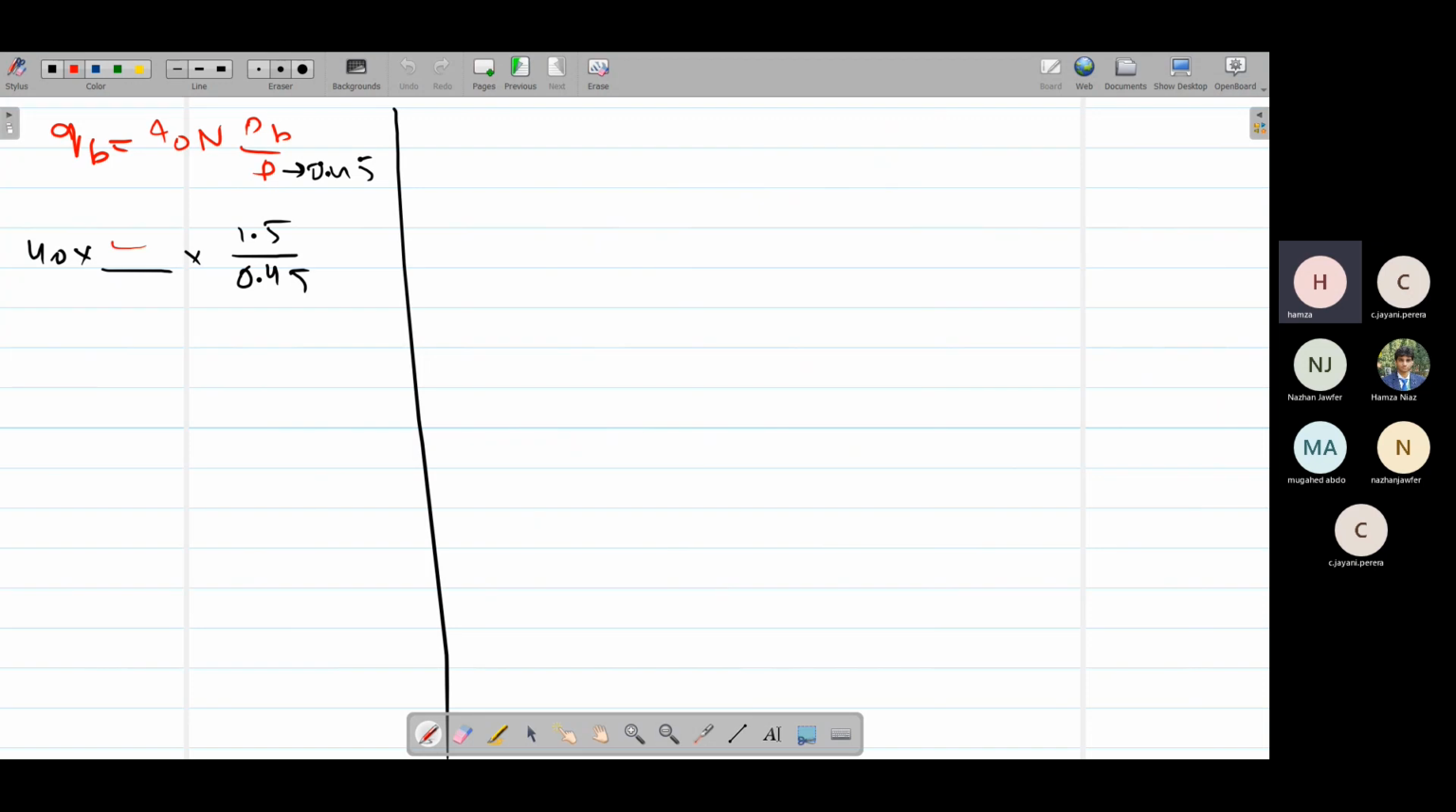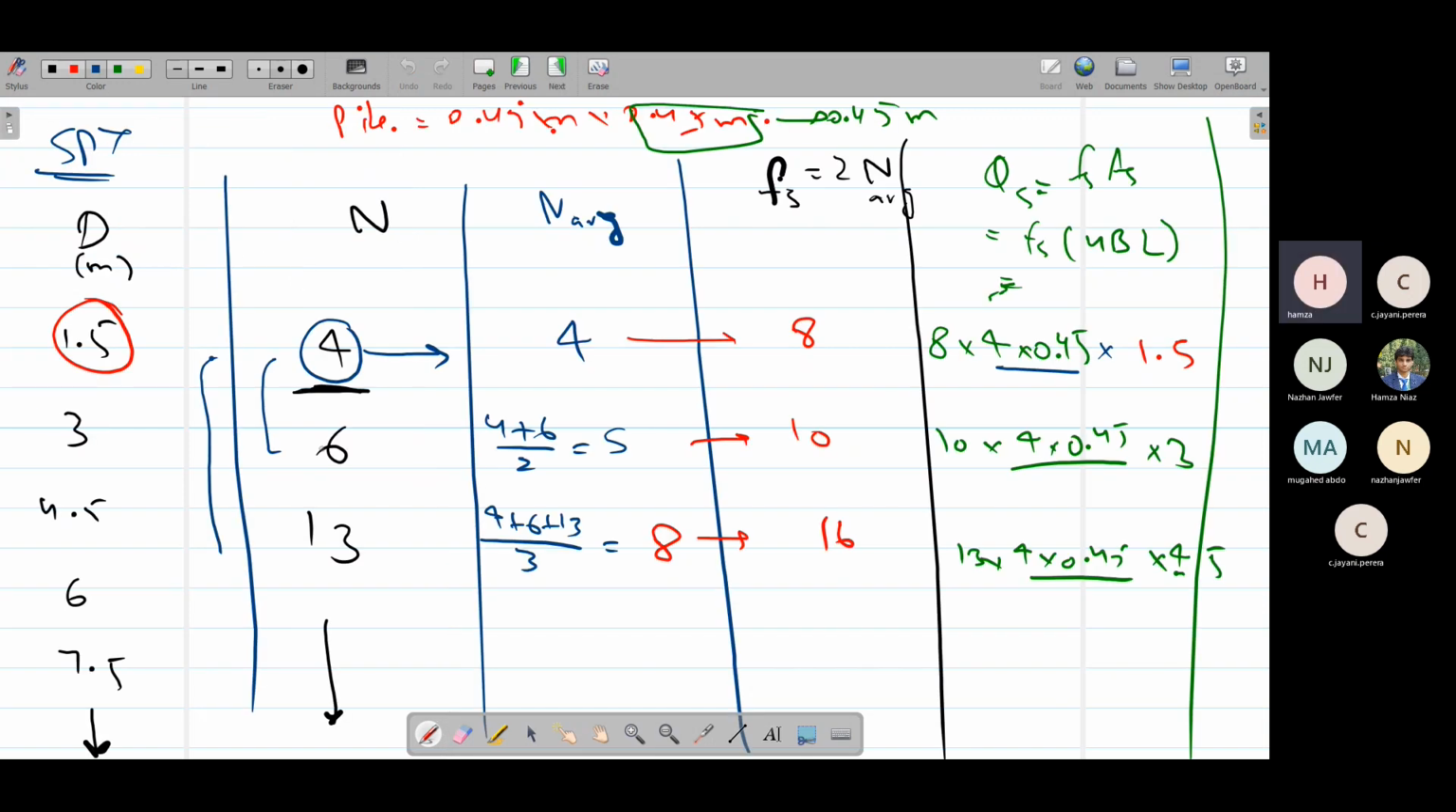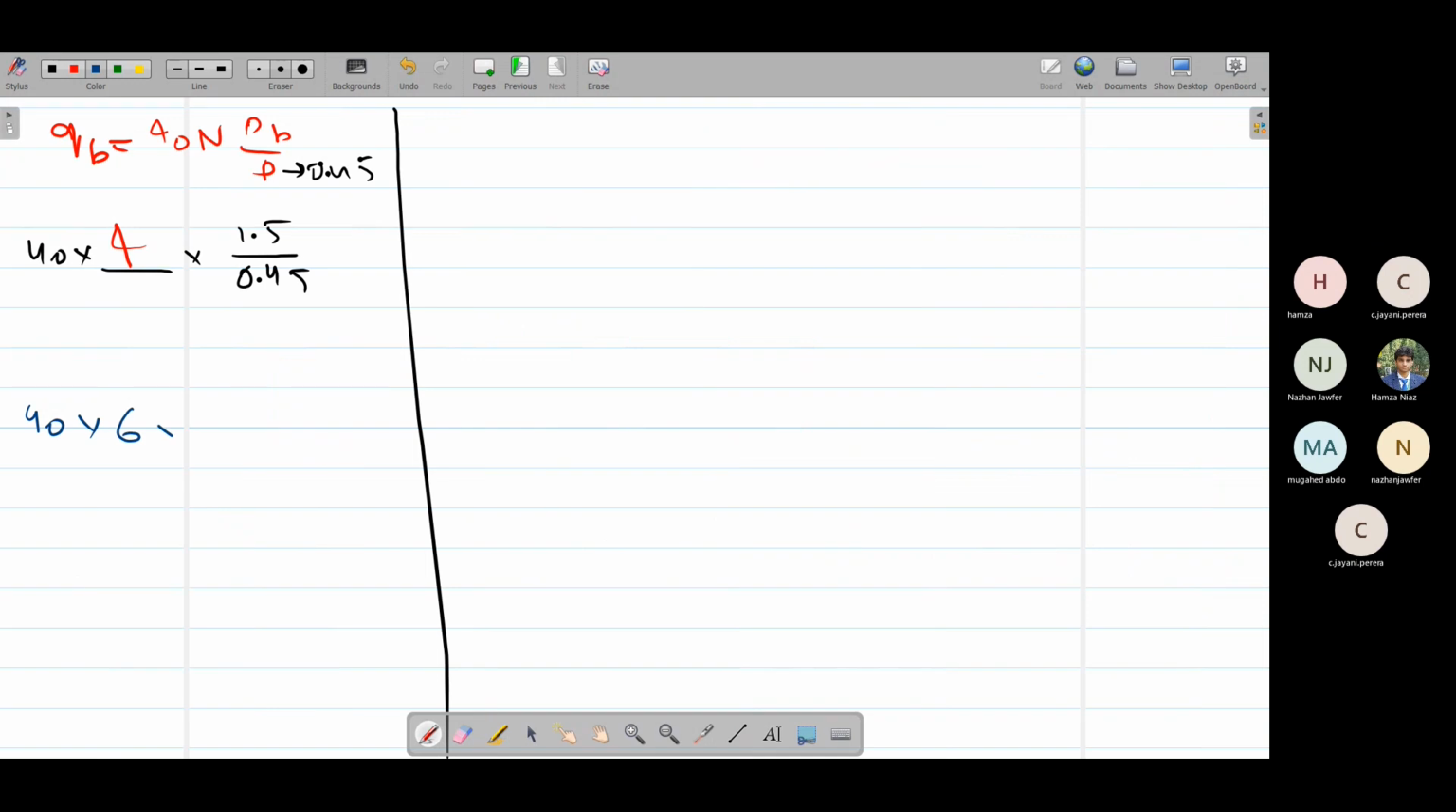For the first layer, the n value is 4. Similarly, for the second layer, 40 times 6 times 3 over 0.45. The third layer is 40 times 13 times 4.5 over 0.45. So we are not going to use the average value; we use simply the value for that layer. In skin friction we used the average; here we use that layer only.